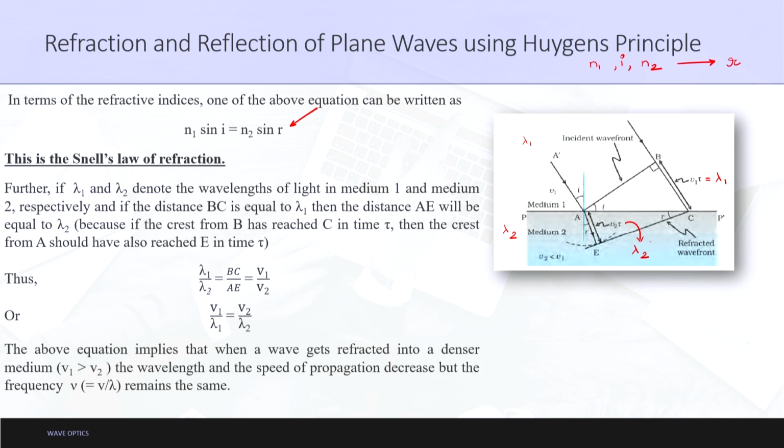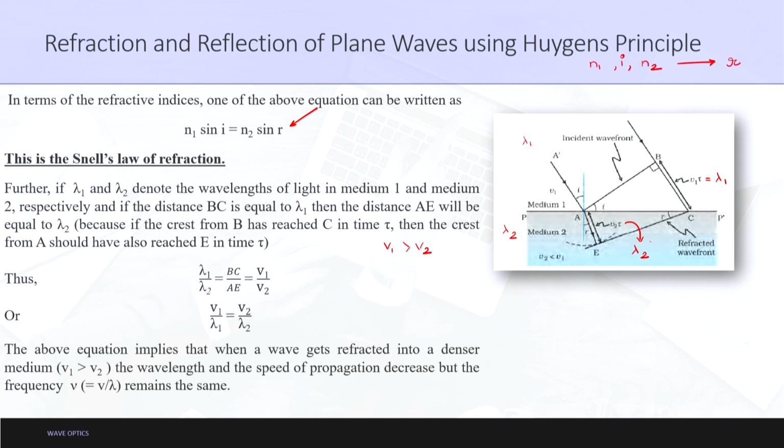Now, thus lambda 1 by lambda 2 is nothing but BC by AE, and we know BC is V1 tau and AE is V2 tau, tau gets cancelled, hence we get V1 by V2. Therefore, the ratio of the wavelengths is the ratio of the velocities, that is, V1 by lambda 1 is equal to V2 by lambda 2. This is one relation we got from simple mathematical formulations after Snell's law of refraction. Now, the above equation implies something when a wave gets refracted into a denser medium. Let us suppose that V1 is greater than V2.